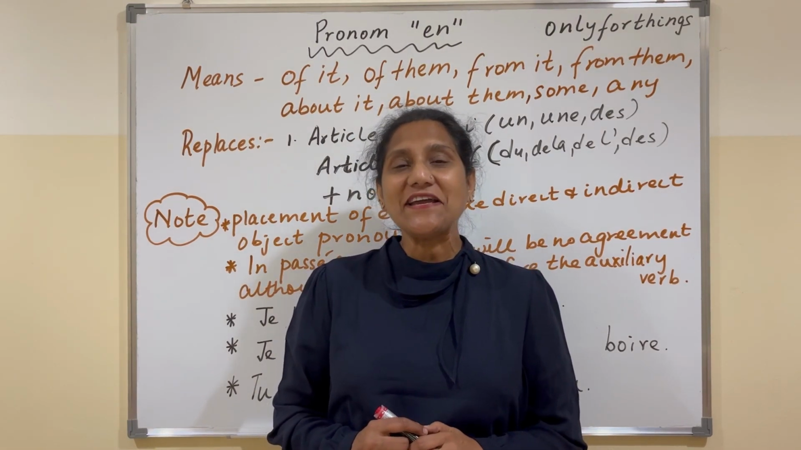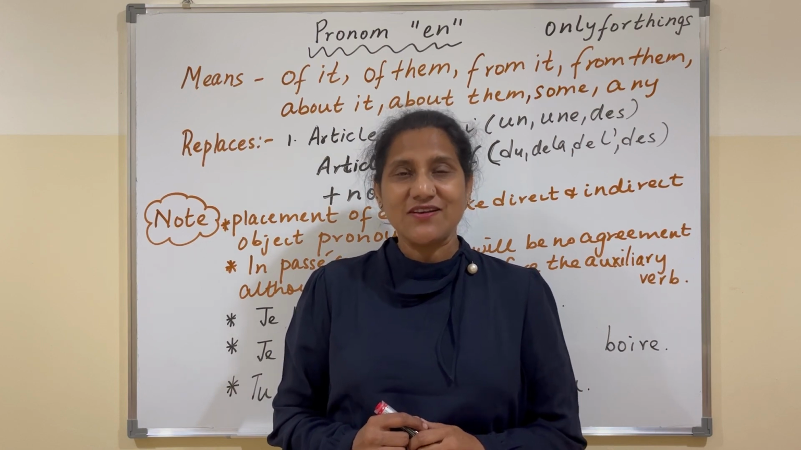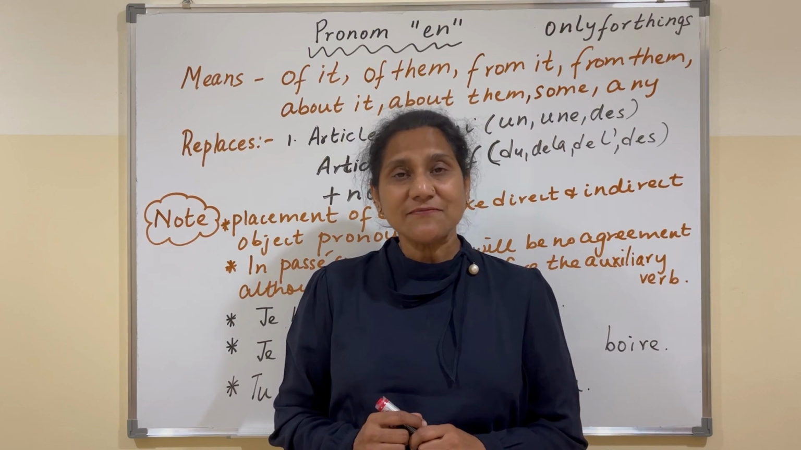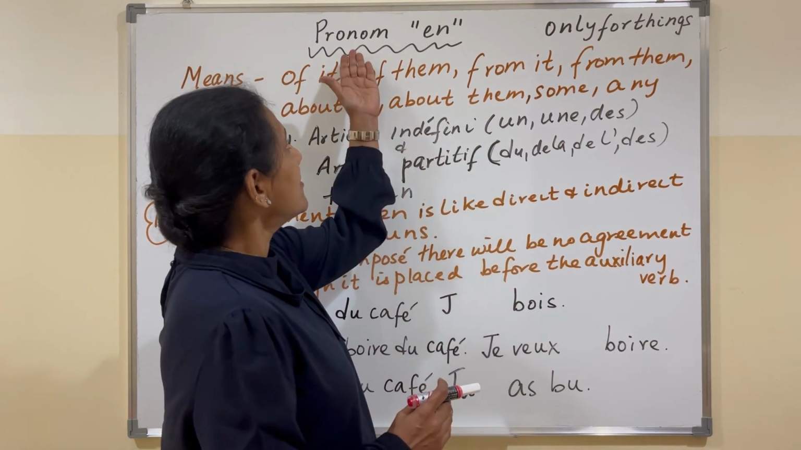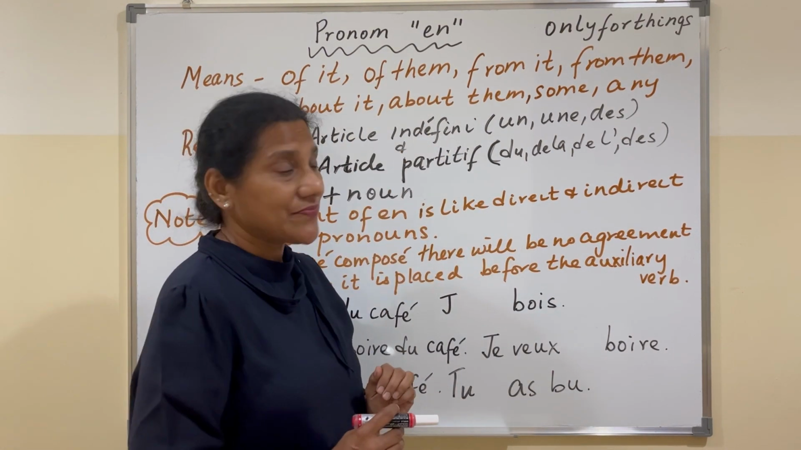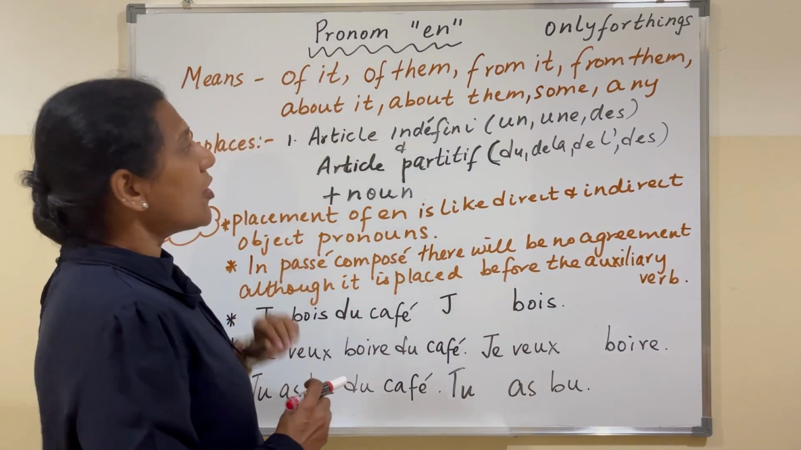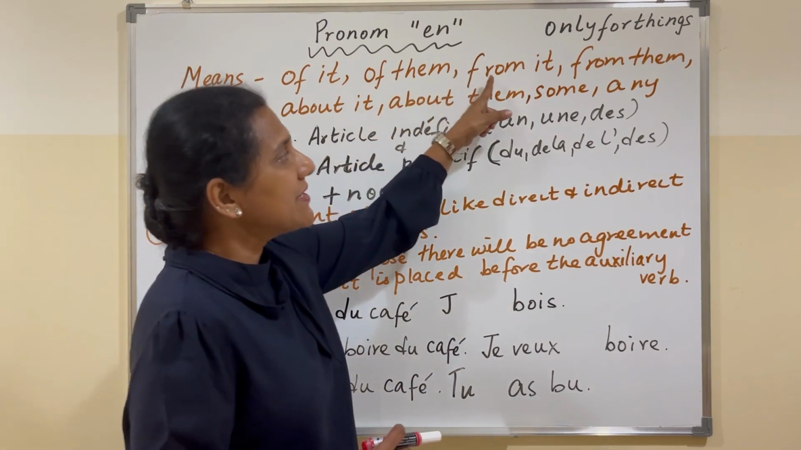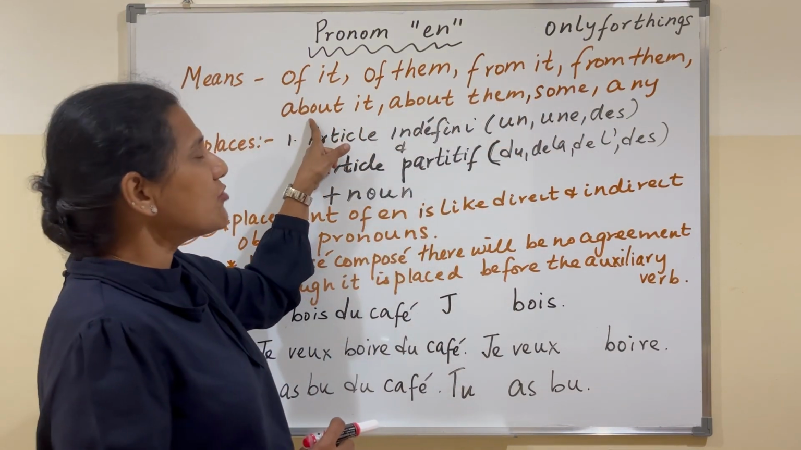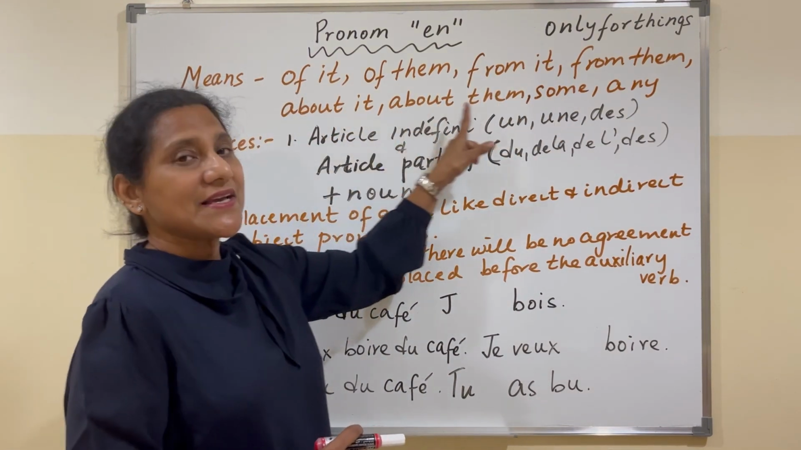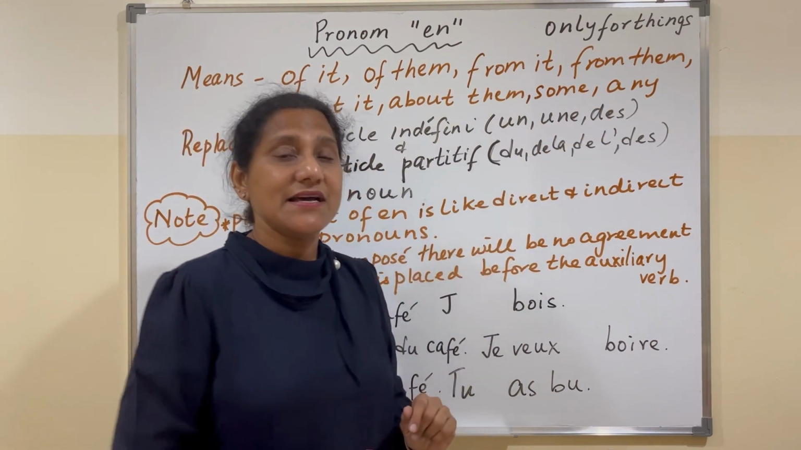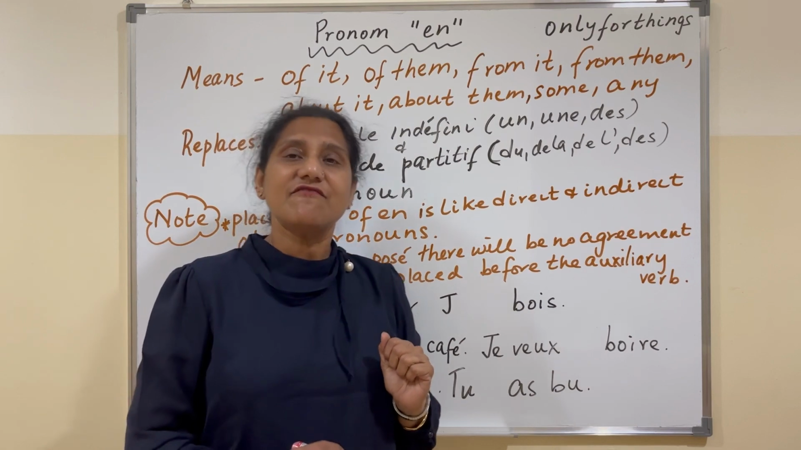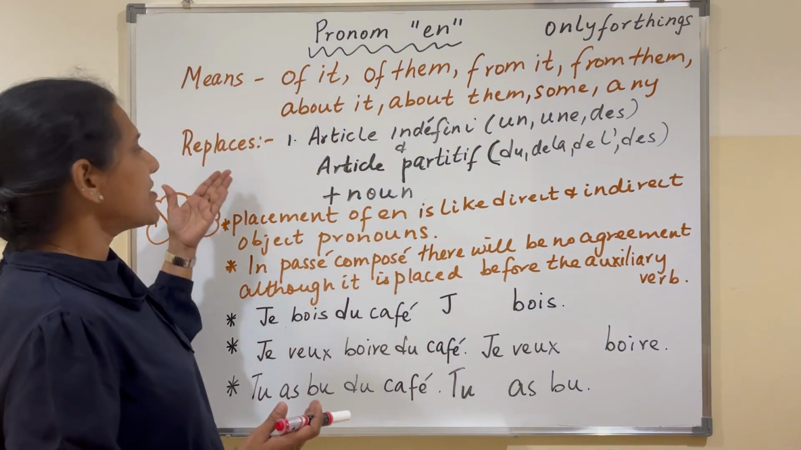Let's enjoy learning French. In this video, we're going to learn about personal pronouns and the pronoun en. What does the pronoun en mean? It means of it, of them, from it, from them, about it, about them, some, any. Mind you, the pronoun en is used only for things. Now, what does it replace?